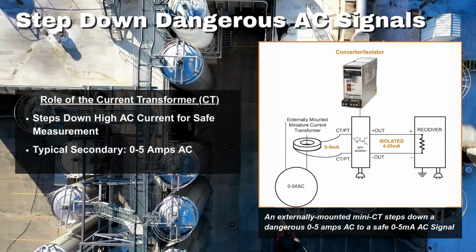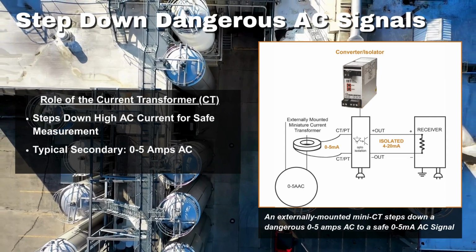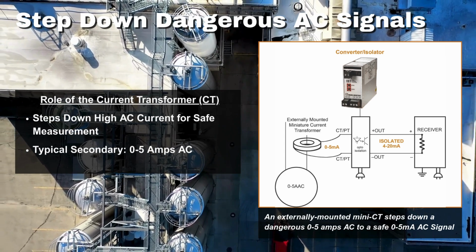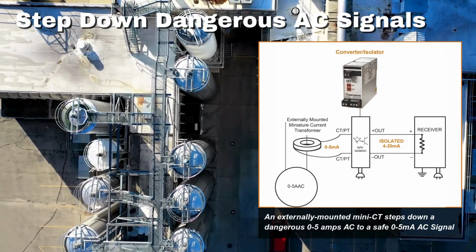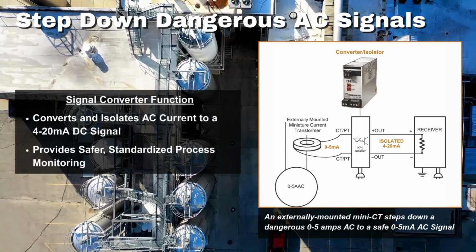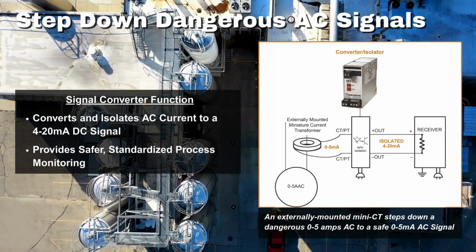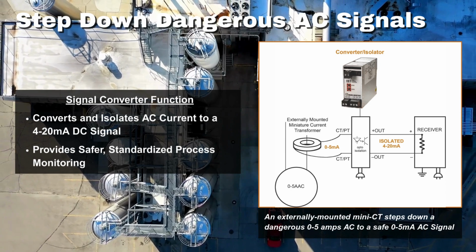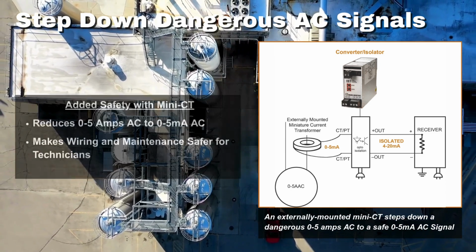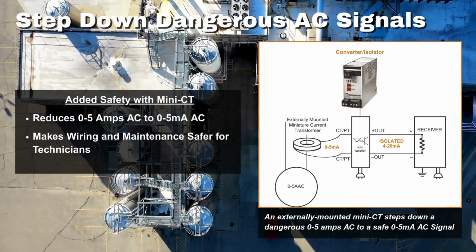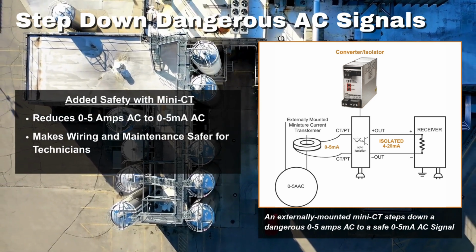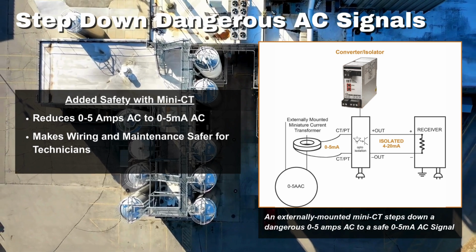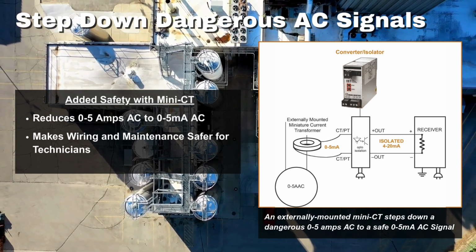A current transformer, or CT, is used to step down high current levels to something that can be safely monitored. The CT's output, typically 0 to 5 amps, is then connected to a signal converter that isolates and converts the AC current into a standard 4 to 20 milliamp DC signal. For even greater safety, some setups use a mini CT to further reduce the 0 to 5 amps AC down to just 0 to 5 milliamps, making wiring and handling safer for technicians.